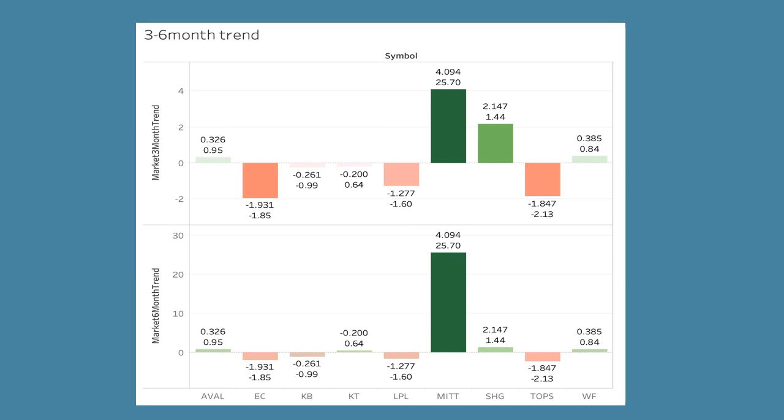Red color here indicates negative trend and green indicates positive trend, and darker the color, higher is the respective negative or positive impact. Even here, AG Mortgage Investment has way higher trend value for both 3 month and 6 month market trend compared to other companies, which cannot be ignored since Ecopetrol, that is EC, has a high negative trend value and still managed to make good revenue.